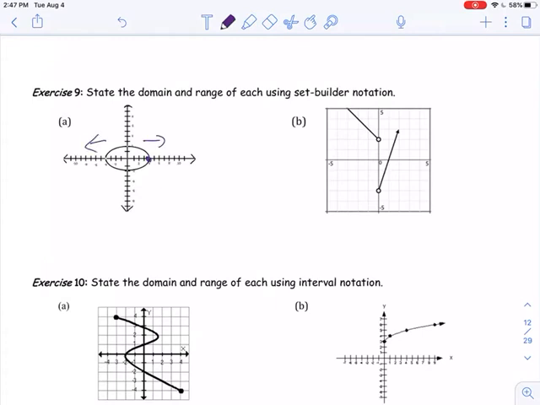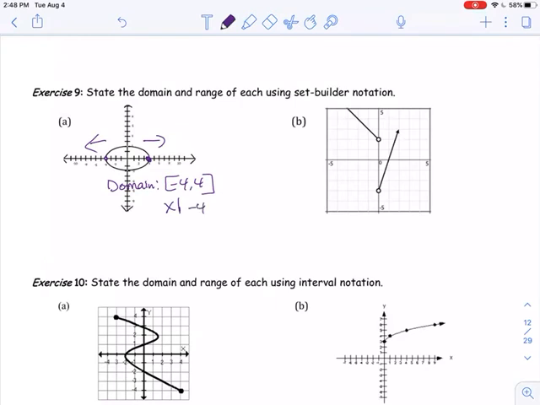So basically, remember my domain is my left, right. So the highest x value is 4. The lowest x value is -4. I am including them, so this would be my interval notation. So this is my domain. I should write that down. Domain.